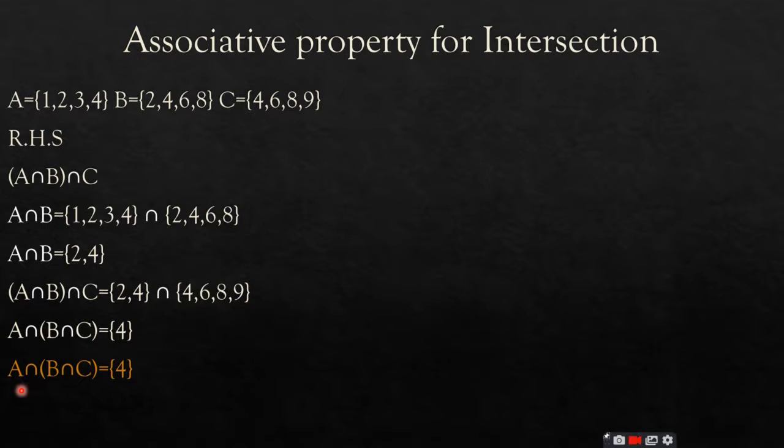Now you can see that the answer of the left hand side and the answer of the right hand side are both the same. So it is proved that A intersection B intersection C is equal to A intersection B intersection C. So the associative property of intersection and union is proved.